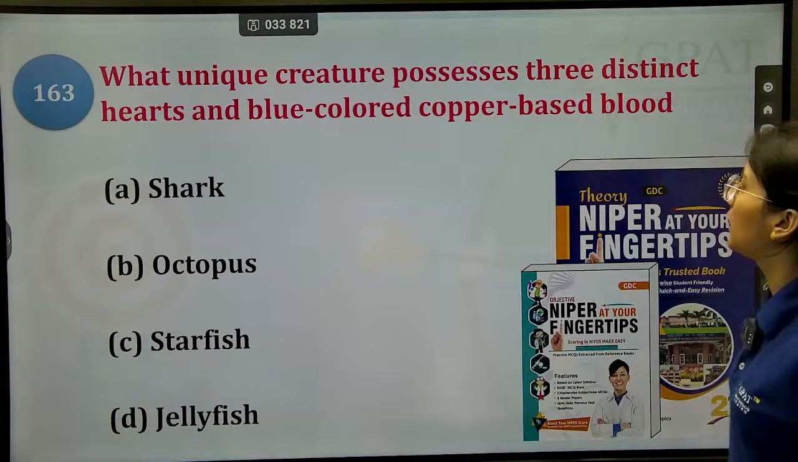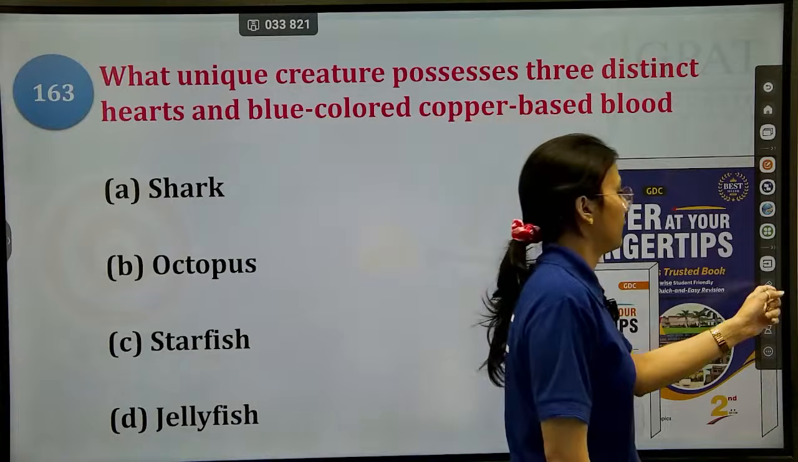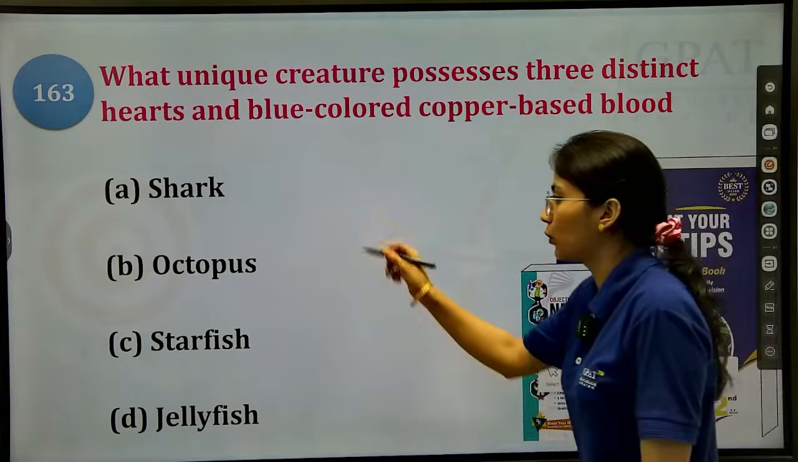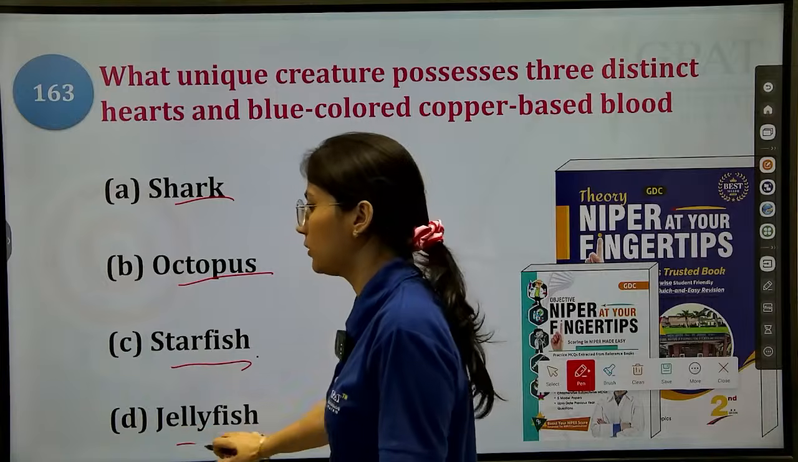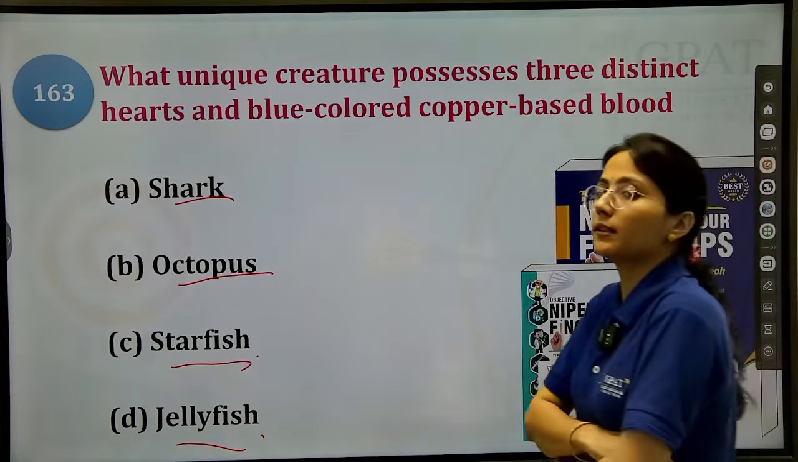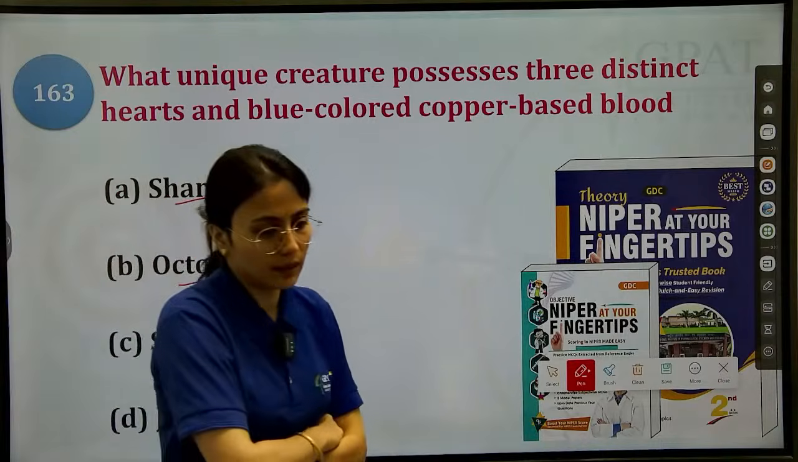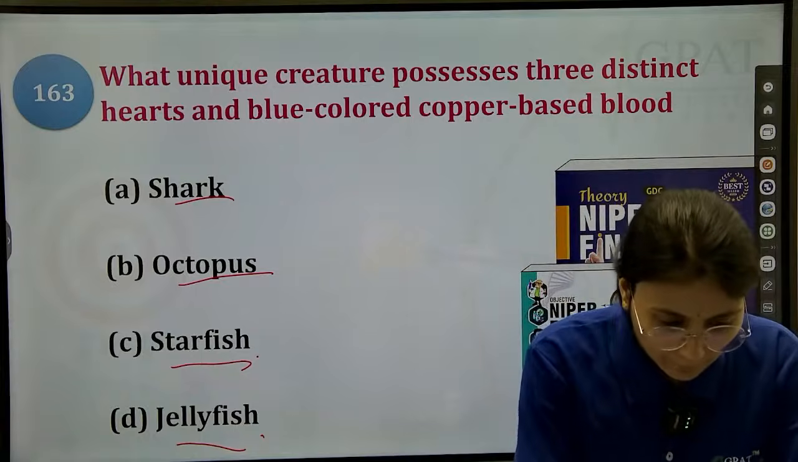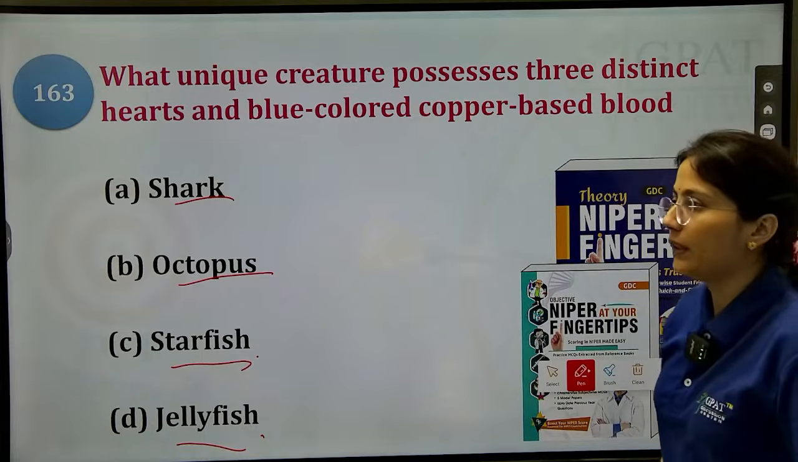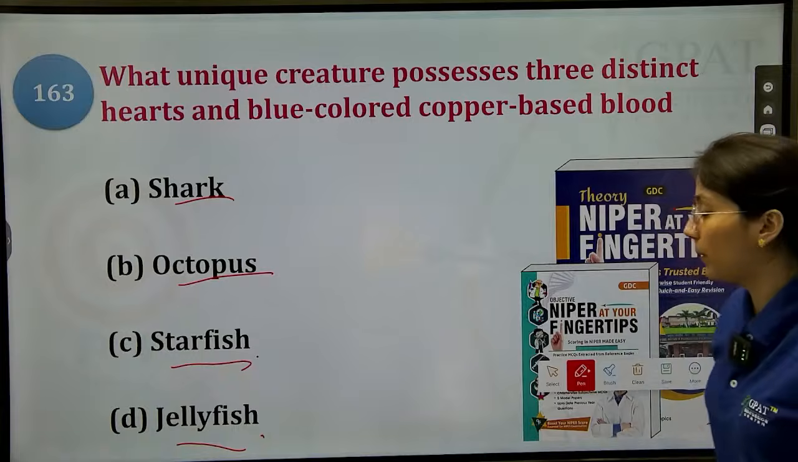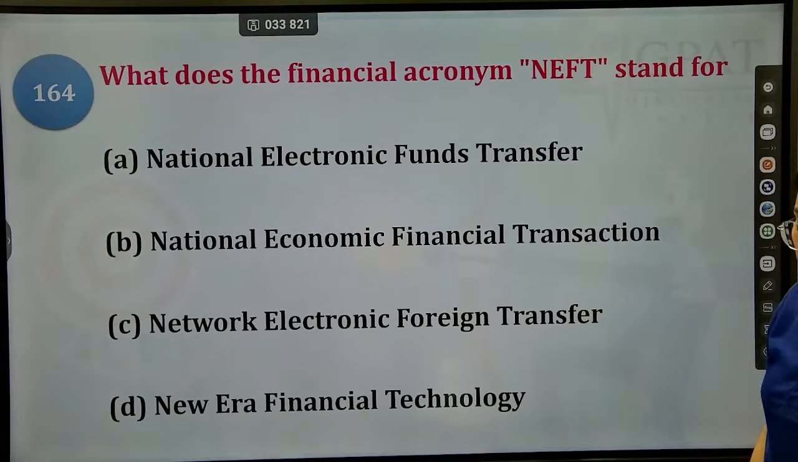Now what unique creature possesses 3 distinct hearts and blue colored copper based blood? That is shark, octopus, starfish, jellyfish. What unique creature possesses 3 distinct hearts and blue colored copper based blood? B. Octopus. Yes. Octopus having 3 distinct hearts and blue colored copper based blood. Option B is correct. Now move to the next question.